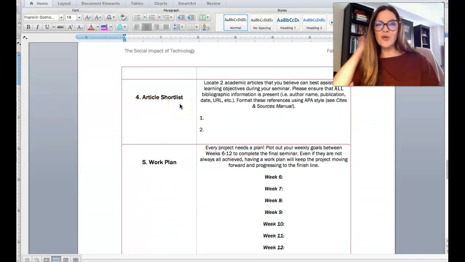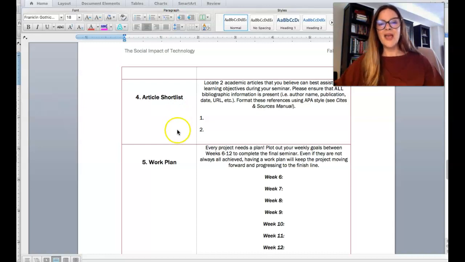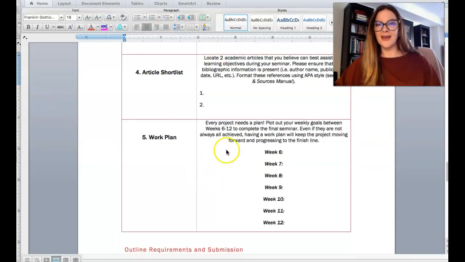For the article shortlist, what you are doing is finding some articles that you believe help explain or challenge or bring something exciting to the table when you're thinking about what you want to achieve in your outcomes with your topic. So newspapers are a great place to look, journals, periodicals, all of these things are really great sources for this shortlist. And then the rest of it is a work plan.